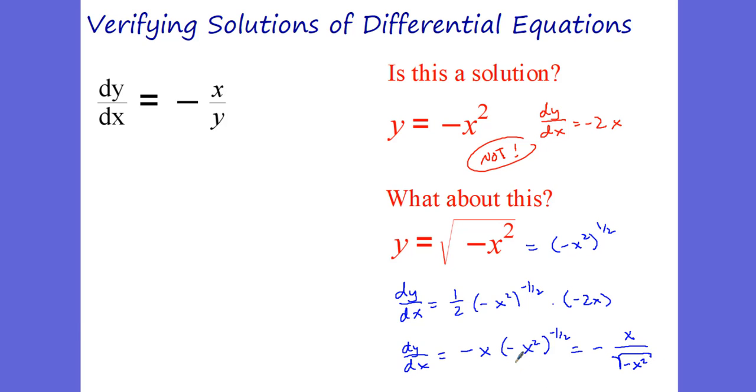The reason these two negatives don't cancel out is there is a radical over that negative x squared right there. So what is this guy? It's negative x over the square root of negative x squared. And what do we have? We have negative x. Well, that's looking good. We want a negative x over y. What is y? It's the square root of negative x squared. That is exactly what I have, which means that yes, that is a solution for this differential equation.